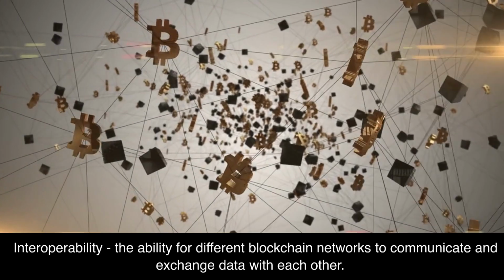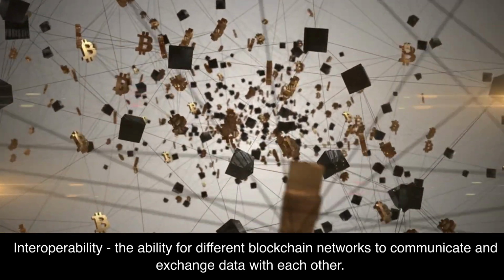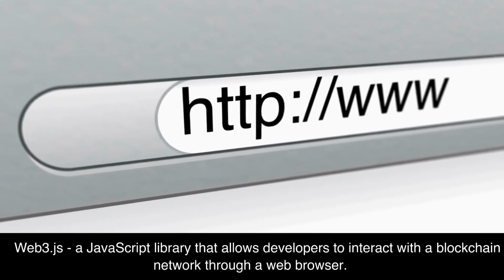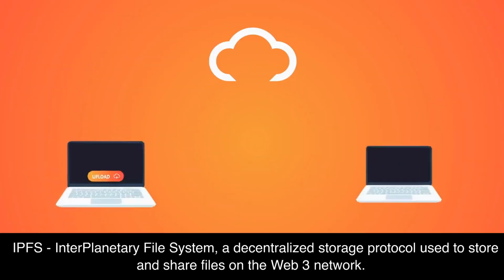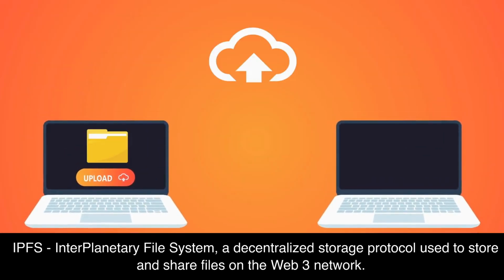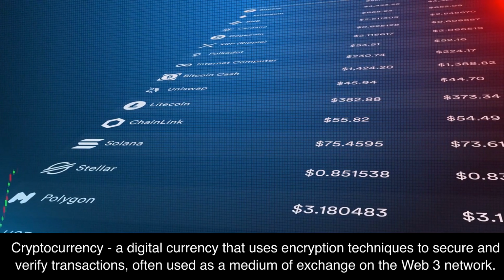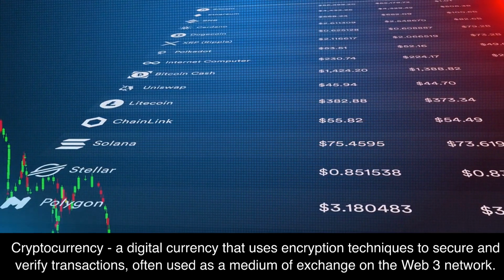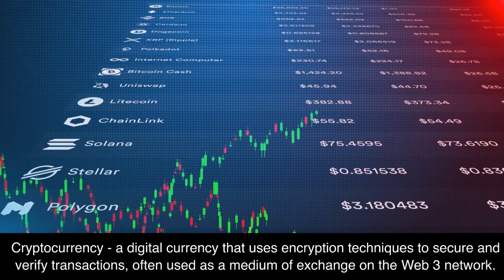Interoperability: the ability for different blockchain networks to communicate and exchange data with each other. Web3.js: a JavaScript library that allows developers to interact with a blockchain network through a web browser. IPFS, InterPlanetary File System: a decentralized storage protocol used to store and share files on the Web 3 network. Cryptocurrency: a digital currency that uses encryption techniques to secure and verify transactions, often used as a medium of exchange on the Web 3 network.